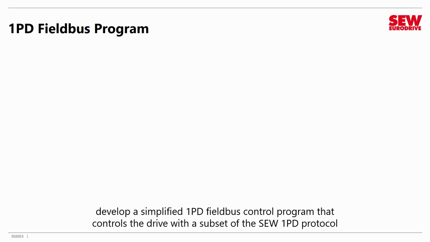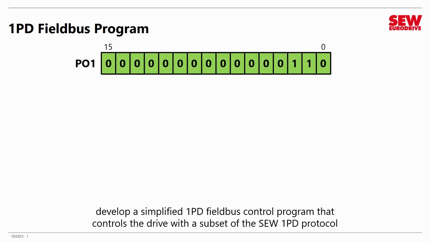Of course, we're going to be exchanging one process data word in each direction. This is the process output word that the PLC transmits to the Movi Drive B, and here are the bits that we're going to care about. First of all, the first 3 bits are going to implement whether the drive is running or in a stopped condition. Now, the bit pattern that lets it run is 110.